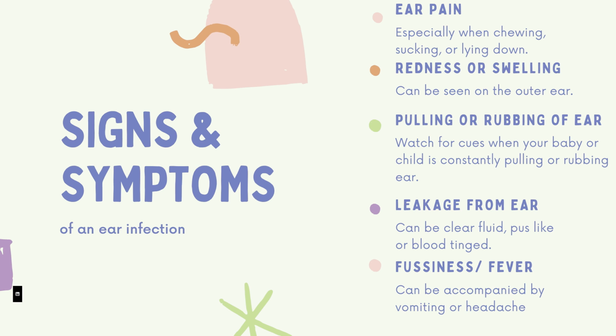Signs and symptoms of an ear infection can include ear pain. This can happen when your child is chewing, sucking, or lying down. Then there's redness or swelling that can be seen on the outer ear. Your child can also start to pull or rub the ear. Watch for cues when your baby or child is constantly pulling or rubbing the ear.